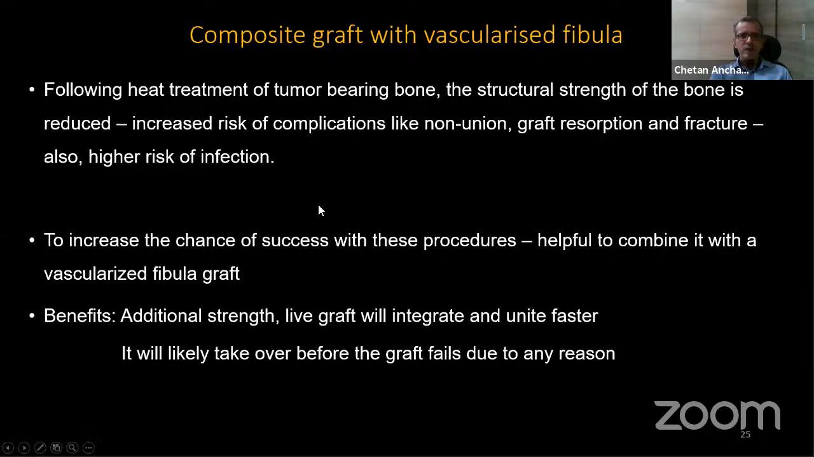So following heat treatment of the tumor-bearing bone, the structural strength of the bone is reduced, and there is an increased risk of complications like non-union, graft resorption, fracture, and higher risk of infection. So to increase the chance of success with these procedures, it has been found that it is helpful to combine it with a vascularized fibula graft to have a composite graft. Here, the benefit is that there is additional strength to your reconstruct. At the same time, there is a live graft which will integrate and unite faster, and it will likely take over the graft before the graft fails due to any reason.